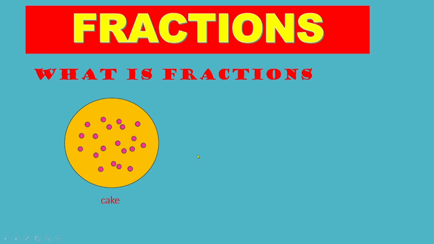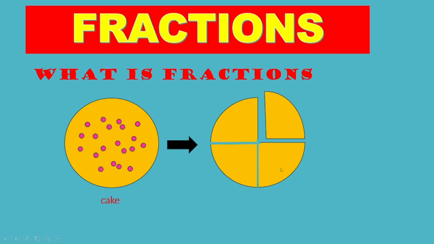To know fractions, let us take an example. Here, this is a cake. If we divide this cake in 4 equal parts and take one part out, then this one part we will represent in fraction as 1/4. Okay? Again, I am repeating. If we divide the cake in 4 equal parts and take one part out, this one part will be represented in fraction as 1/4.